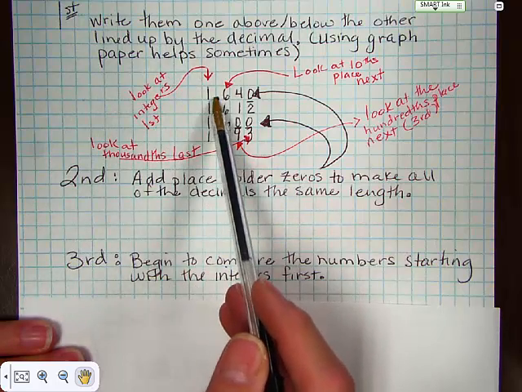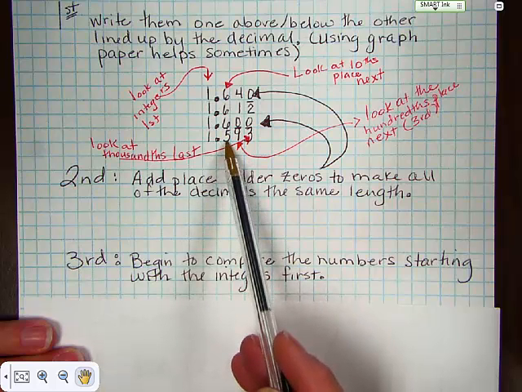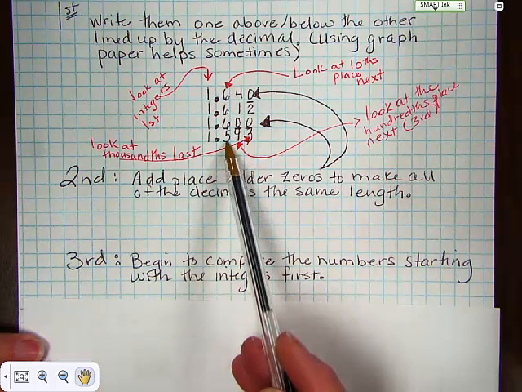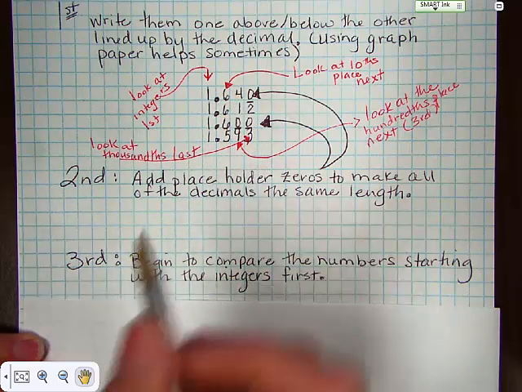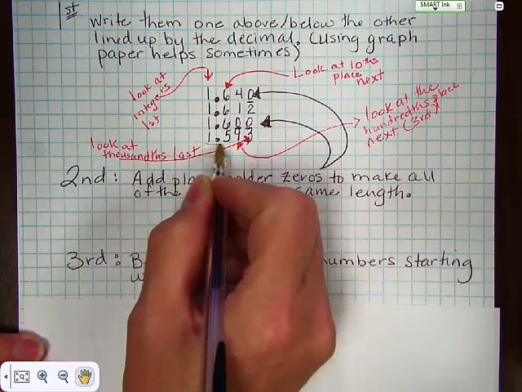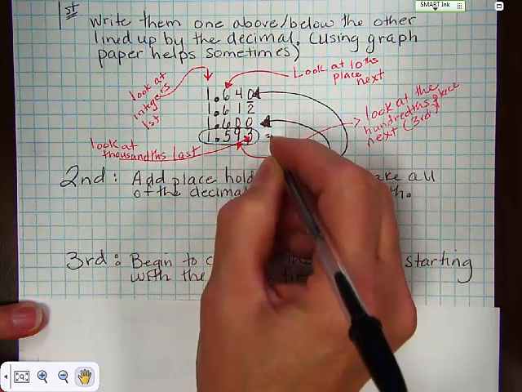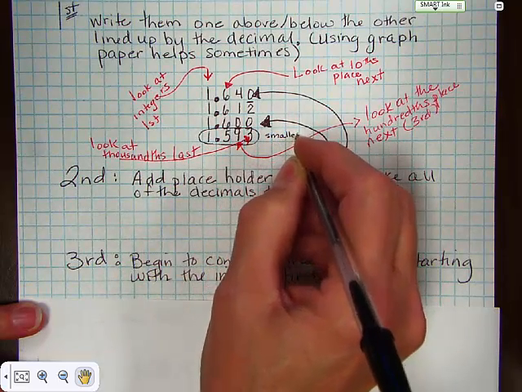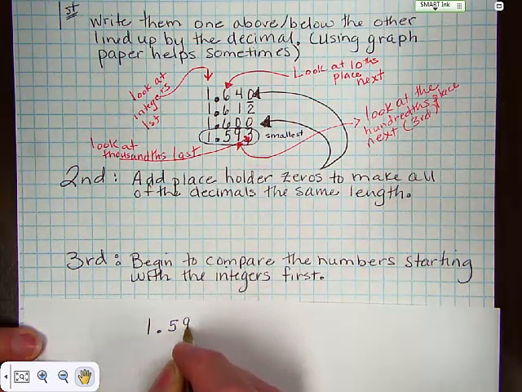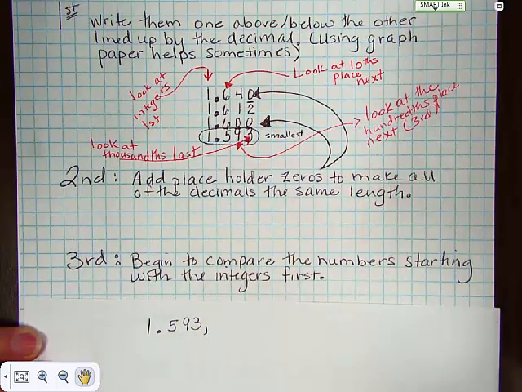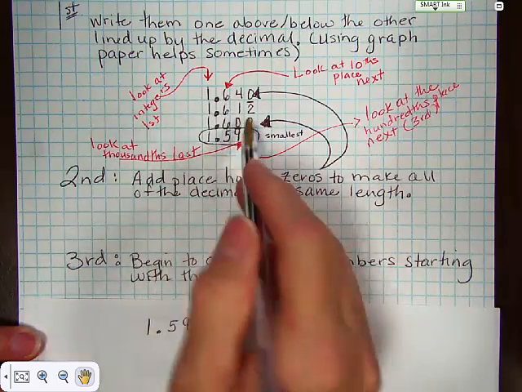Then we go one place to the right of the decimal. We look at all of these numbers. Oh, look at that. We have all these 6's, and we have a 5. So right away, we know that this number here is going to be the smallest. So we can write that first in our list down here, 1.593.